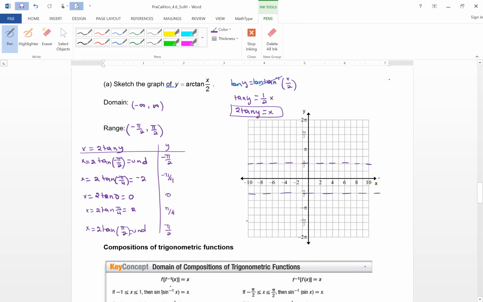Now, when x is negative 2, y is negative pi over 4 here. When x is 0, y is 0, and when x equals 2, y is pi over 4. And there we go. That's how that looks. And this is how you graph inverse trig functions.